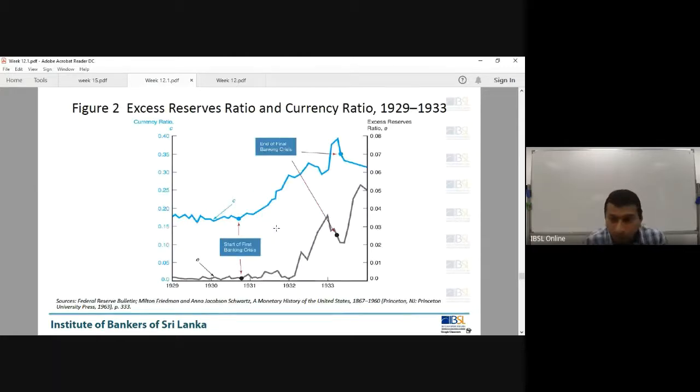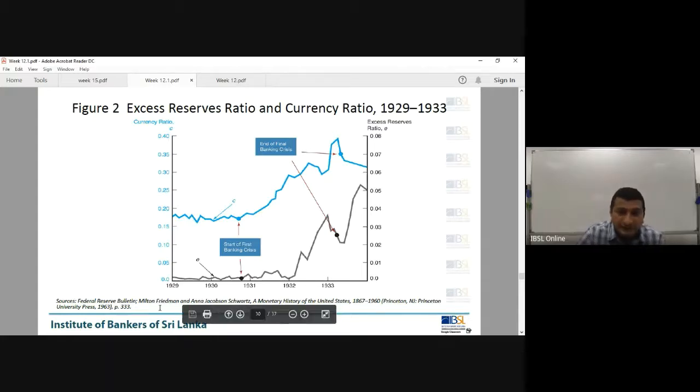And then you very clearly see two important elements. One is the currency ratio, the other one is the excess reserve ratio. The currency ratio is on the left hand axis and the excess reserve ratio is on the right hand axis. You see in black, that is the excess reserve ratio. You see in blue, that is the currency ratio.